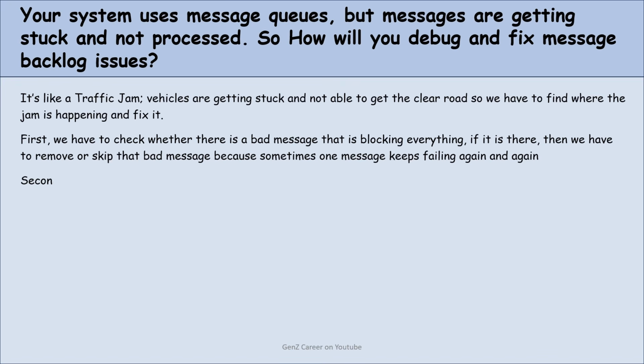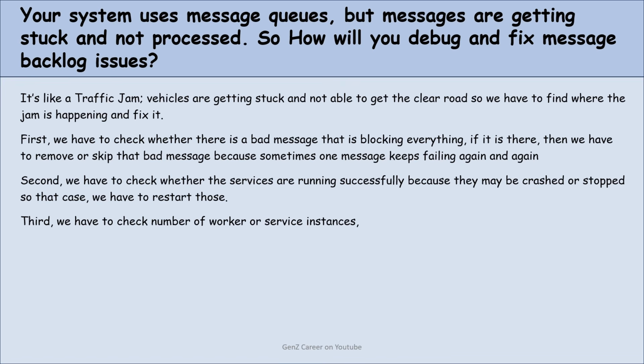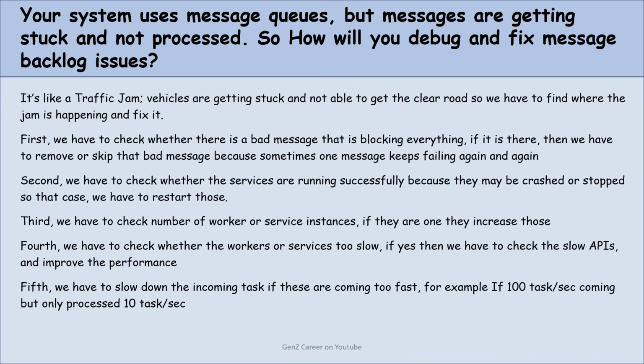Second is, we have to check whether the services are running successfully, because they may have crashed or stopped. In that case we have to restart them. Third, we have to check the number of worker or service instances. If there is only one, then we have to increase them. Fourth is, we have to check whether the workers or services are too slow. If yes, then we have to check the slow APIs and improve the performance. And finally, we have to slow down the incoming tasks if they are coming too fast. For example, if 100 tasks per second are coming but only 10 tasks per second are processed.